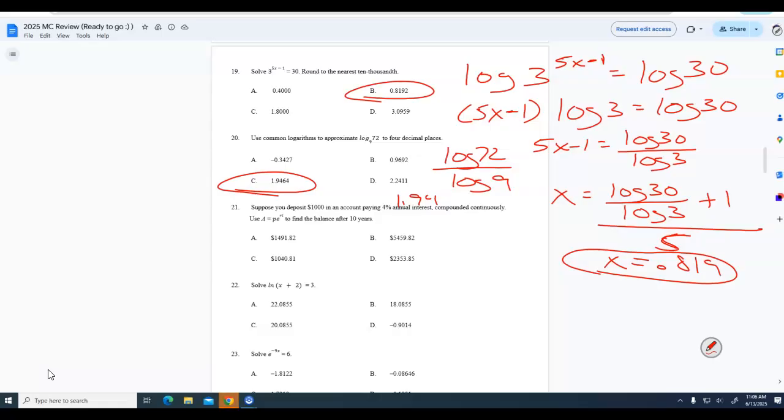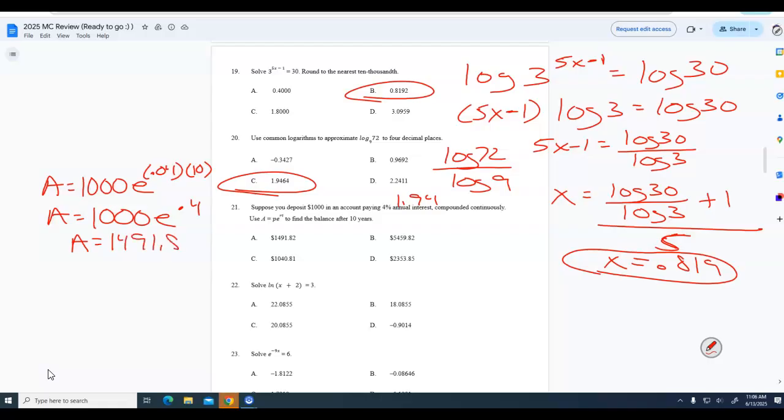Number 21, we're putting it into the formula. So my amount is going to be 1,000, which is my principal, times e raised to the rate times the time, 0.04 times 10. And then we're just putting it into a calculator, e raised to the 0.4. When you type that into a calculator, you get an amount of $1,491.82.